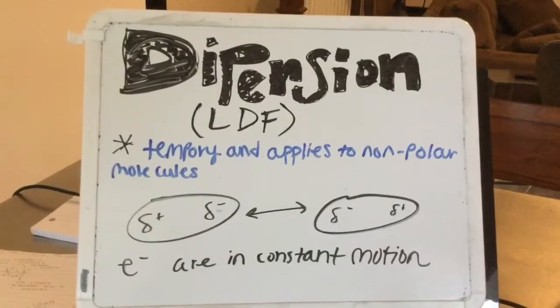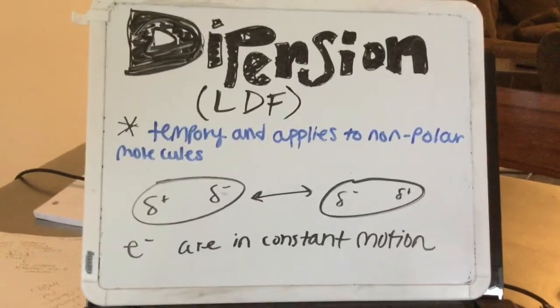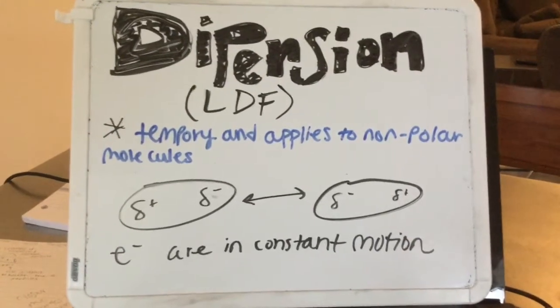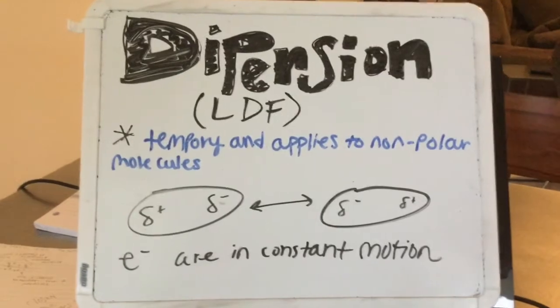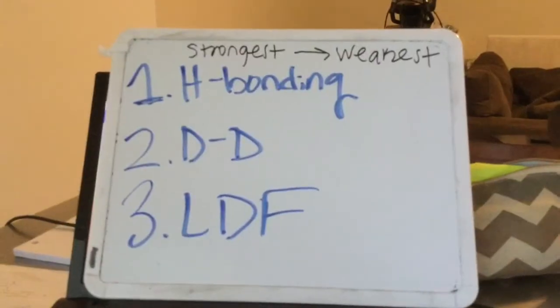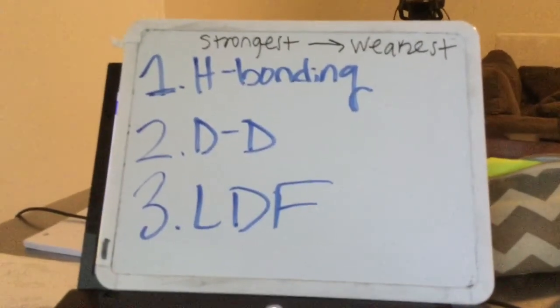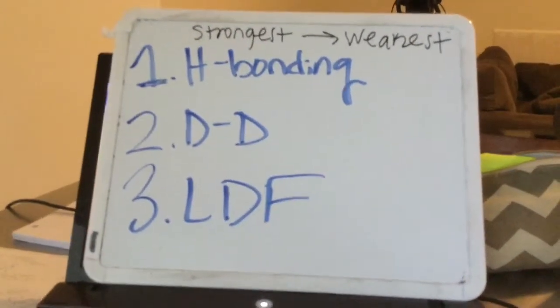And so with London dispersion forces, it's temporary and it applies to nonpolar molecules, and the electrons are in constant motion, so they can move around inside them. Hydrogen bonding is the strongest IMF, with dipole-dipole following, and then London dispersion being the weakest.